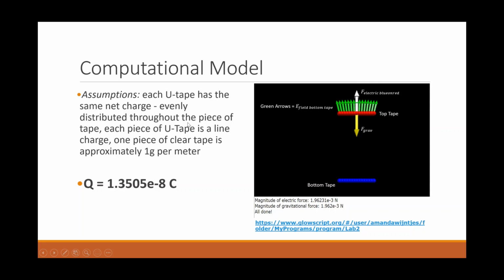And then these are some of the assumptions I made in the lab. The reason I knew my Q was finally this value is when these outputted values down here finally equaled each other. I assumed each U-tape had the same net charge, evenly distributed throughout the piece of tape, and that each piece of U-tape was a line charge, one of the most important assumptions in this lab.